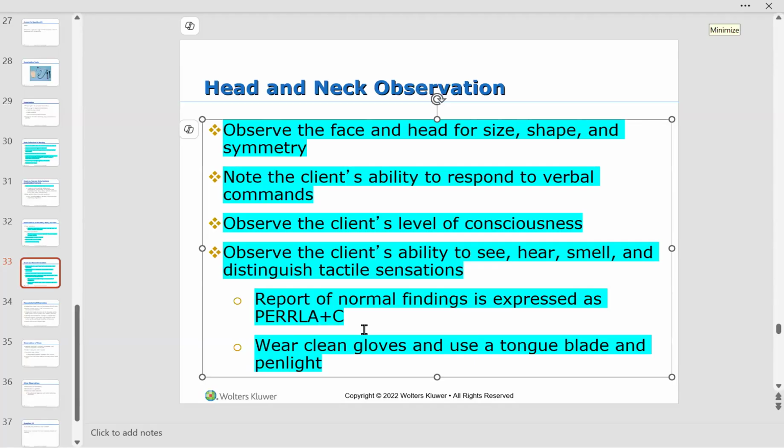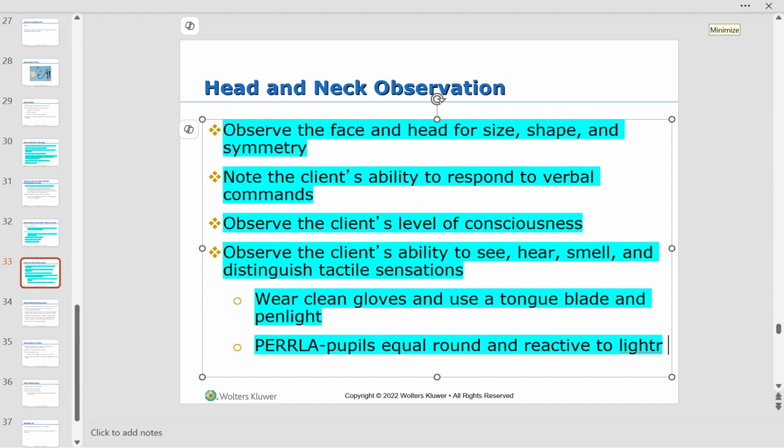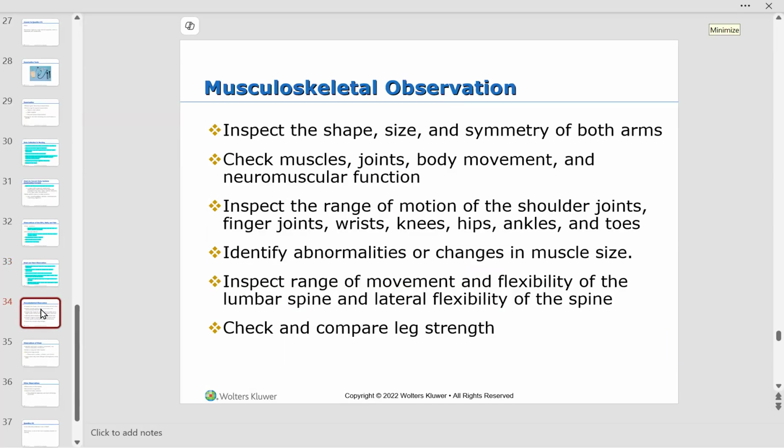When you're looking at their eyes, report of normal findings is expressed. Okay, so let's change this. Gotta love this book. Okay, when you're checking their eyes, remember we talked about PERRLA. PERRLA is pupils equal, round, and reactive to light and accommodation. Okay, that's the way you would document it, and we will go over the assessment for that.